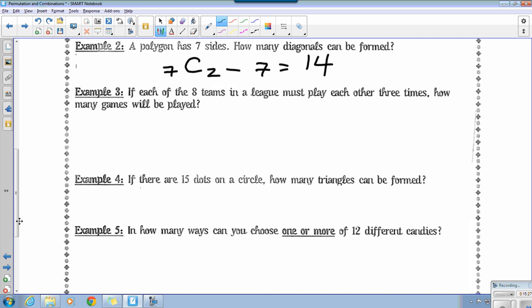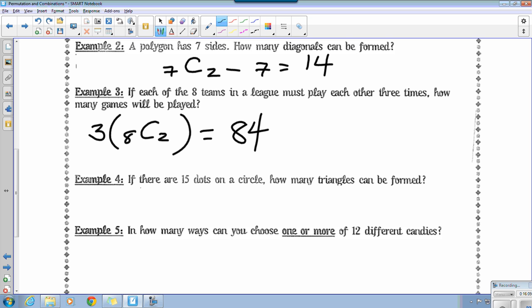Example 3. If each of the 8 teams in a league must play each other 3 times, how many games will be played? How many teams are there? 8. How many does it take to play a game? 2. So right there, 8 choose 2, that tells me everybody plays each other once. If you need to play each other 3 times, what do you do with this number? Multiply this whole thing, whatever it is, by 3. There's 3 times. So that would be kind of like the question, I think, Austin, you were saying, home and away. So you choose home and away, just times it by 2 once you choose the 2 teams. And you got 84.